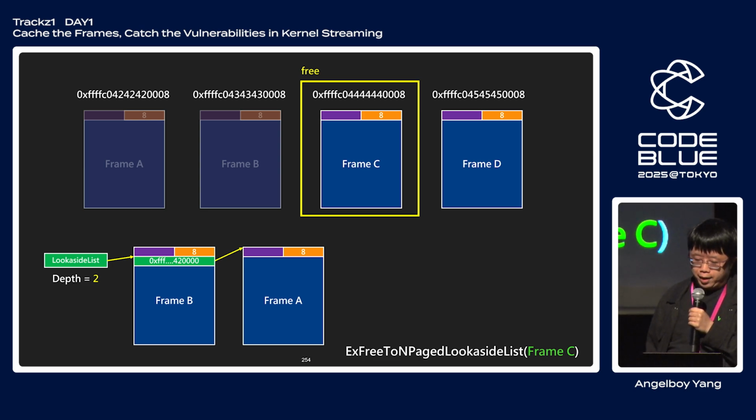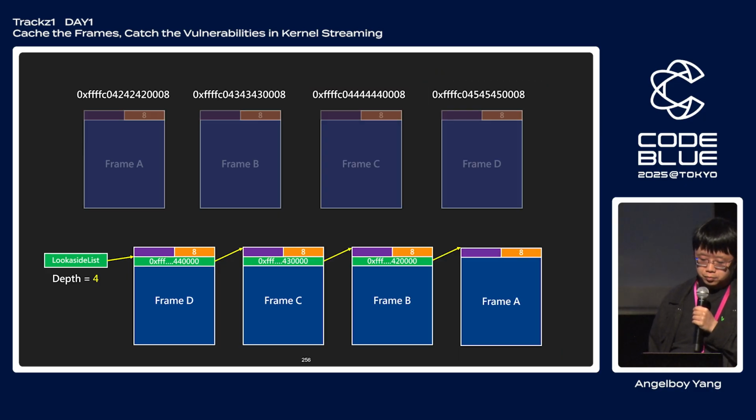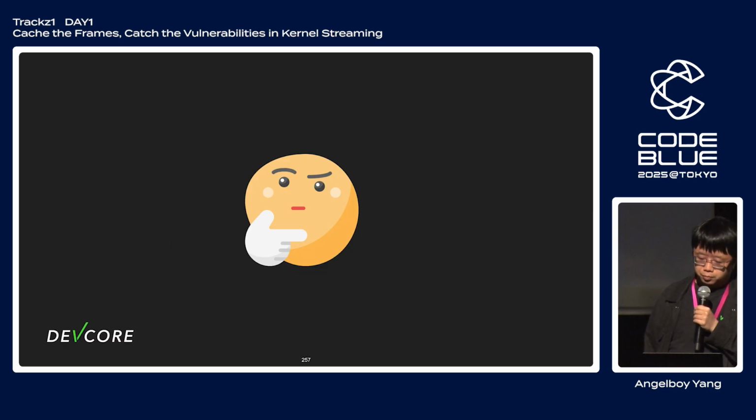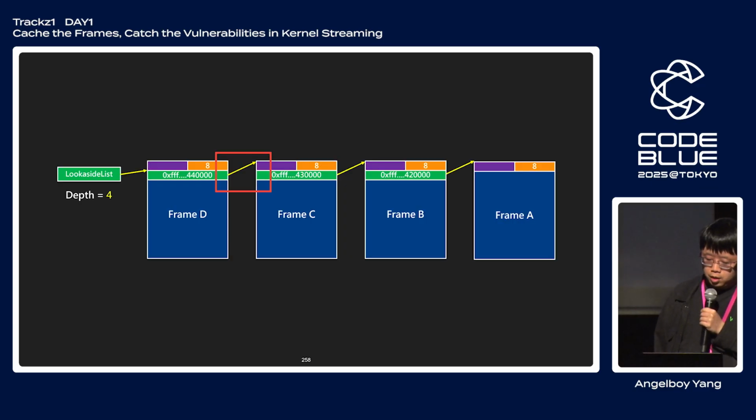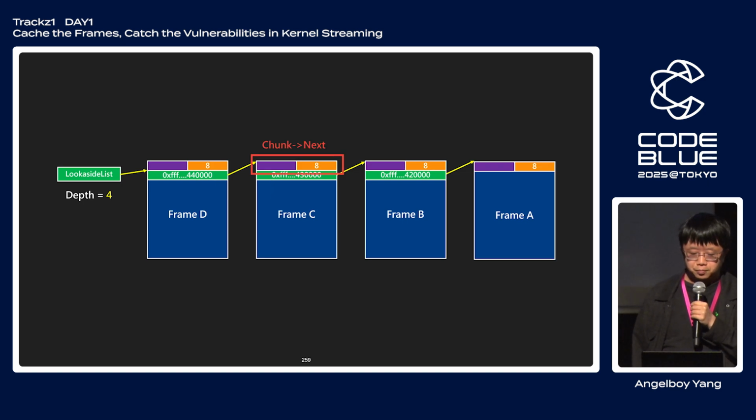We continue by freeing frame C, which follows the same pattern. Finally, we free frame D. In the end, the lookaside list will look like the layout shown in this diagram. Have you spotted the issue? The issue is in the next pointer of frame D. Due to misalignment, the next pointer points to the start of the pool chunk rather than the frame buffer.